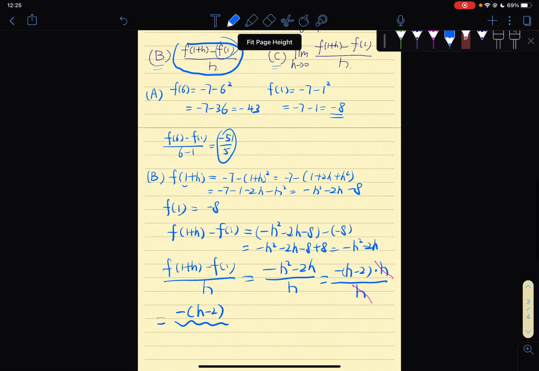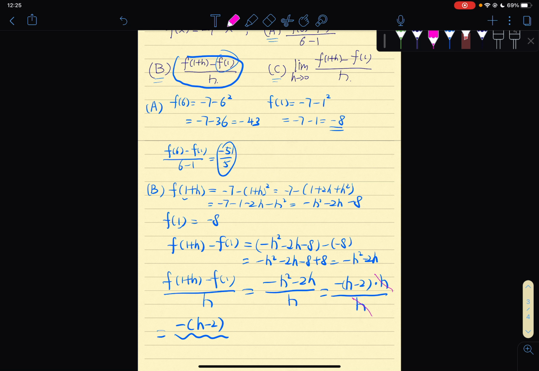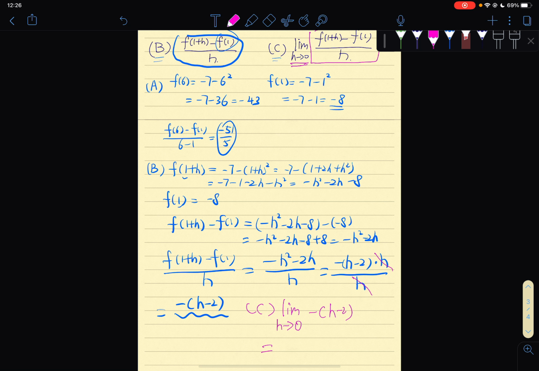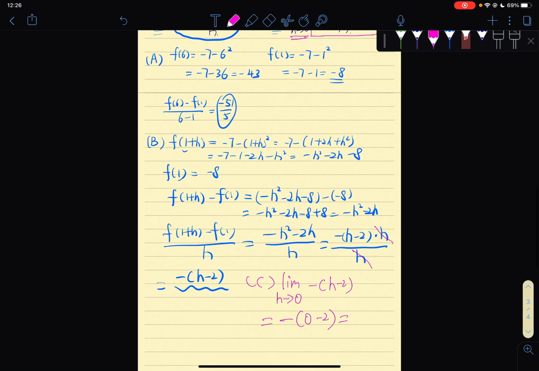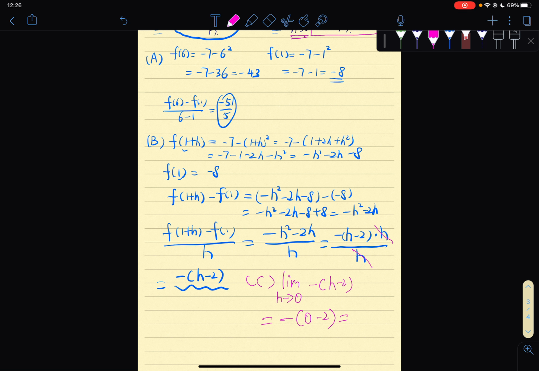If you take a closer look at your problem, the third part basically is whatever you get from part B, please send the h to 0. So C, simple as said, whatever you get from B, send the h to 0. This is a linear function, not quadratic. So when you take the limit, all you need to do is just plug in. If you want to simplify, you simplify. You leave it like that or you leave it like this. So we solved problem number 12.